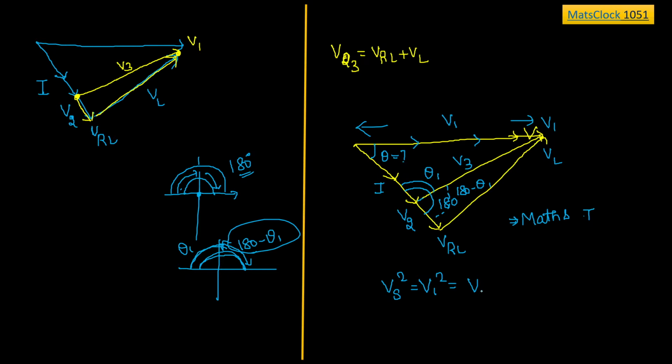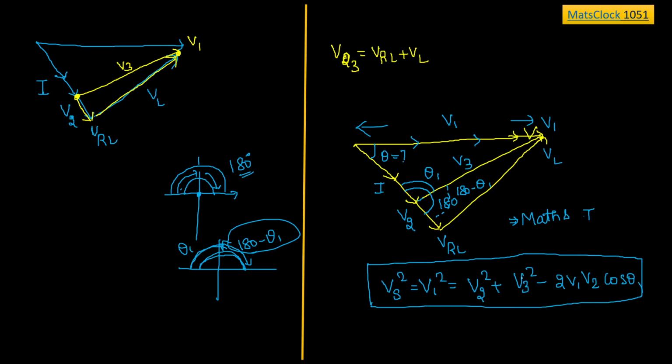Okay, sorry. Then you will get V2 square plus V3 square minus 2 times V1 V2 into cos theta. Sir, how do I get this from the phasor? This is not phasor now. I have drawn the phasor. I am requesting you to predict this from triangular addition. That is the parallelogram rule.